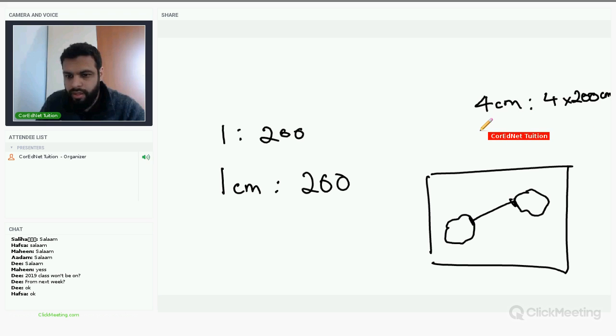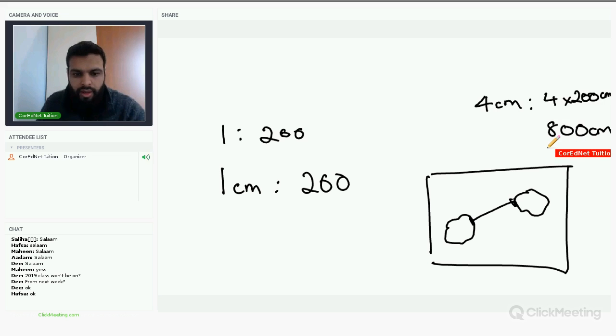So that will be 4 centimeters on your map, and in real life it will be 800 centimeters, right? So 4 centimeters on your map will be 800 centimeters, which is 8 meters. All right, is that okay, everybody?